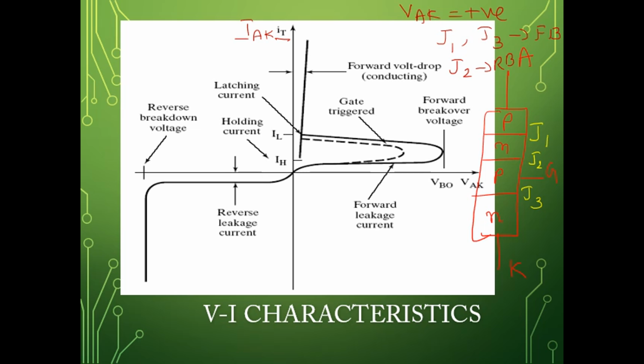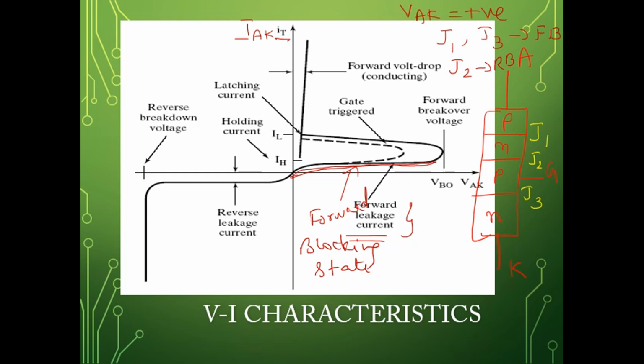In that condition, we say that our SCR or the thyristor is operating in the forward blocking or off state condition. So that is this region, the forward blocking region, wherein only a leakage current flows in the forward direction. So this is your forward blocking state. The leakage current which flows is the forward leakage current, which is very, very small.